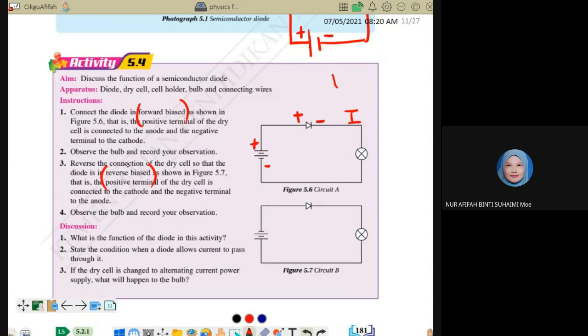But for reverse bias, you reverse the connection. Either you reverse the diode or you reverse the terminals of the battery. Positive to negative, negative to positive. So this is a reverse bias circuit. There is no current flow, so the bulb will not light up. Only in forward bias will the bulb light up.